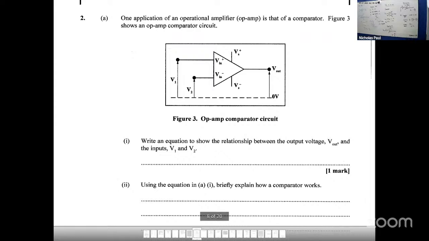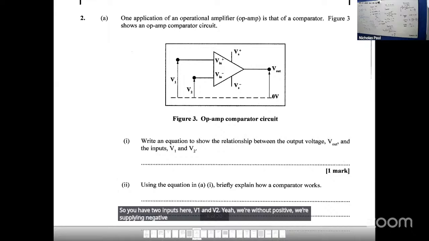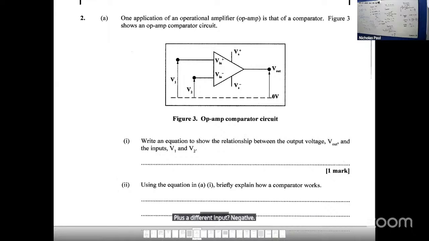What kind of op-amp do we have here? What type of op-amp is that? What should the name in the description be? A comparator. So you have two inputs here, V1 and V2. You have your V out, positive V supply, negative V supply, and positive input, negative input. Watch the diagram closely.